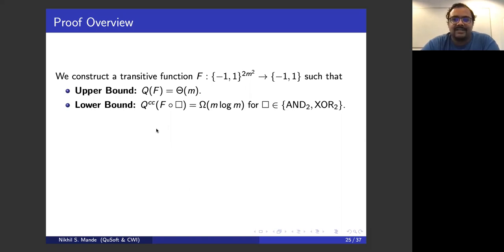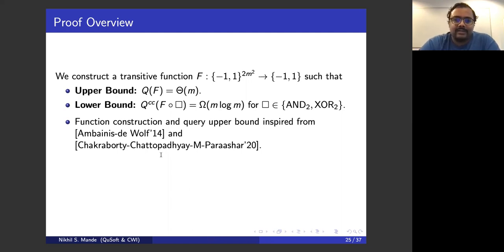So I'm going to spend the next few slides trying to make you understand what our transitive function is. By transitive, I mean transitive symmetric. I might use it interchangeably. So we're going to show an upper bound on the quantum query complexity of order m. In fact, it's going to be theta m. And the lower bound is going to be omega m log m. And notice because of this omega here, this is asymptotically the same as omega m log input size, which is 2m square here.